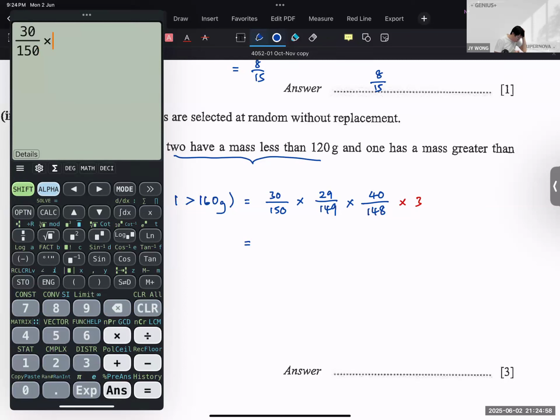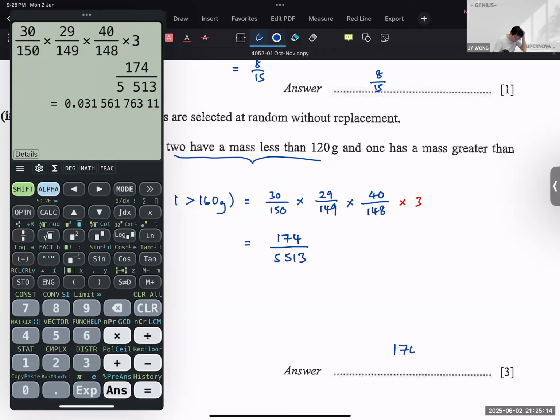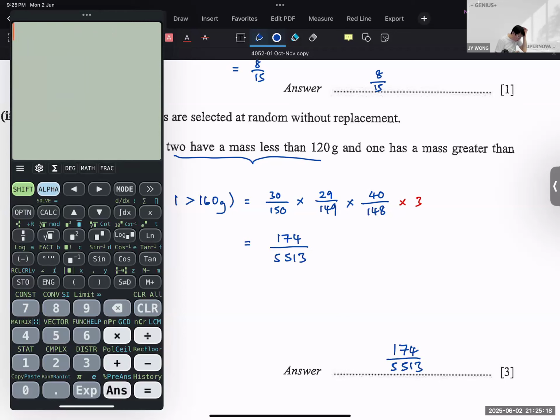So the common mistake is students forget to multiply by 3. Then you must leave your answer as a fraction. Don't leave it as a decimal. So you have 174 out of 5513. Okay, probability, leave it in the fraction, please. Don't leave it in decimal.